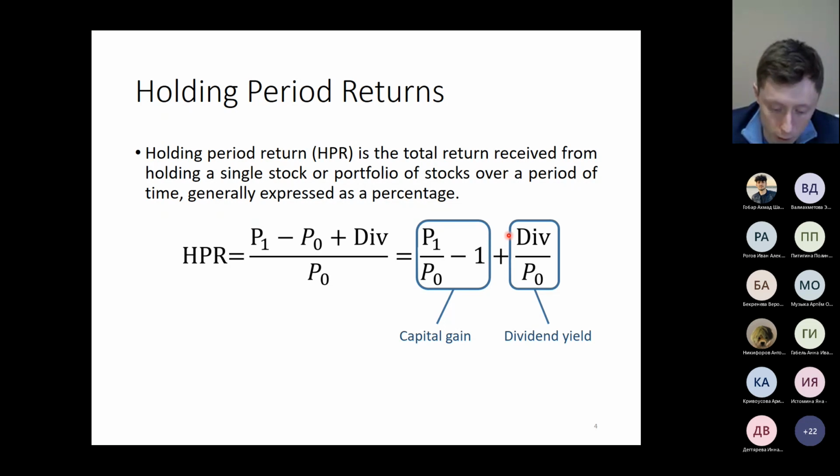As we keep assets, there are many types of assets that provide additional cash flows for us. It might be dividends, it might be coupons, it might be some other cash flows that we receive for having these assets, and all of them will be combined in this separate component. In this case, we call it dividend yield.